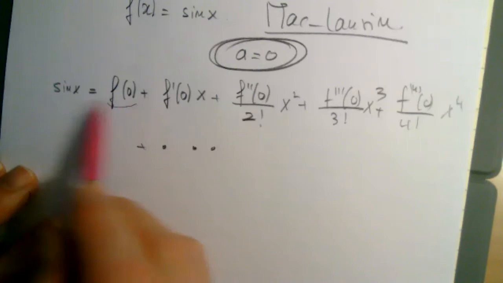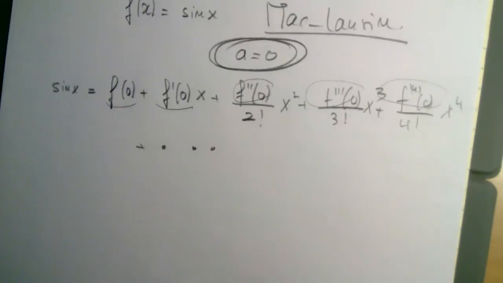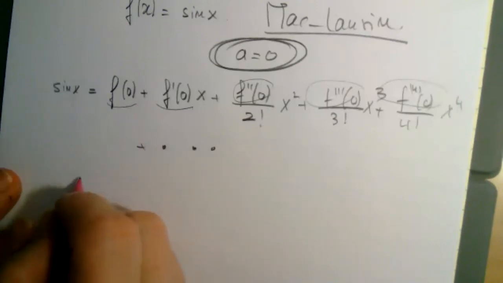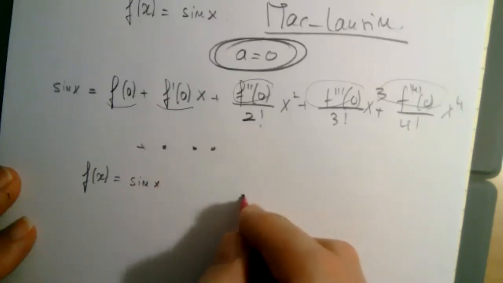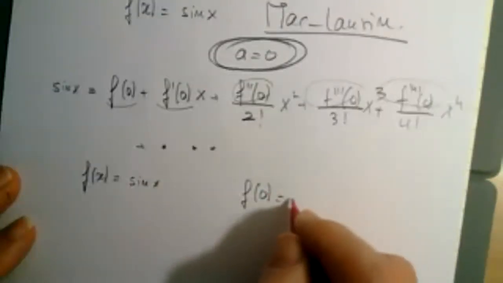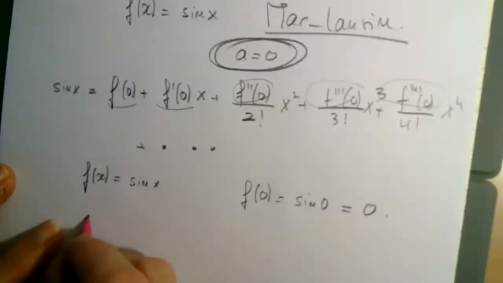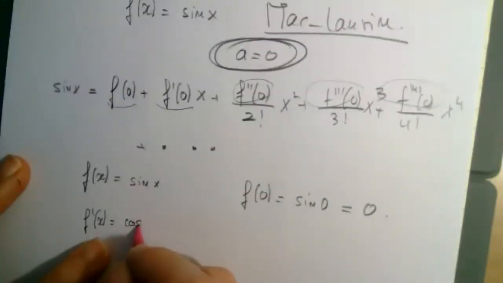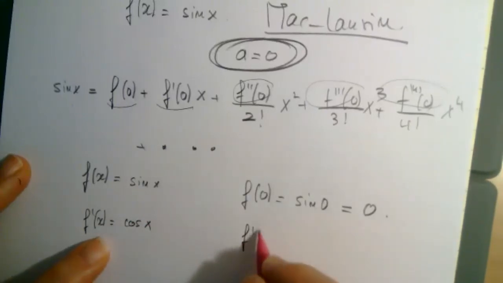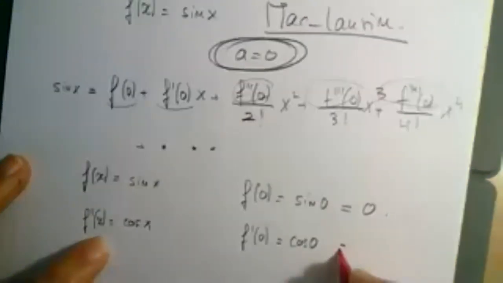So now to find the series for sine x, I need to find those derivatives. That's why it's not always easy to use the theorem, because I have tons of derivatives to compute. Well, let's do that. So I have f of x equals sine x. And what is f of 0? It's the sine of 0, which is 0. Now I need f prime at 0, so I need to compute f prime. It's cosine of x. So f prime at 0 is cosine of 0, which is 1.